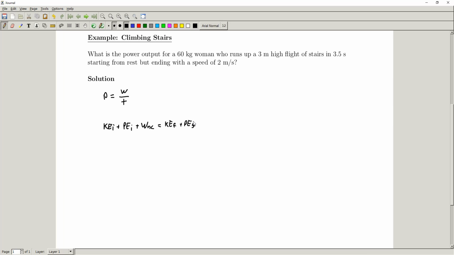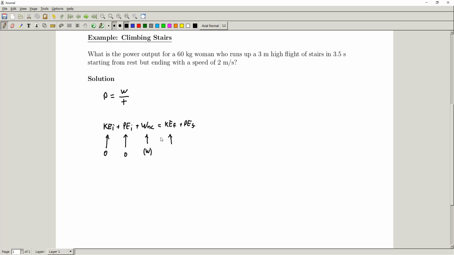And so here, what do we have going on? Well, initially we have no kinetic energy, right? The woman starts from rest. She's also starting at ground level, so she has no potential energy, gravitational or otherwise. This non-conservative work, I'm going to call this W. This is the work that's being provided by the woman's body, right? Her legs are pushing, she's running up these stairs. So this is the non-conservative work done by an external force here, by her working on the system of her moving up these stairs, right? So this is going to be the work that we're looking for.